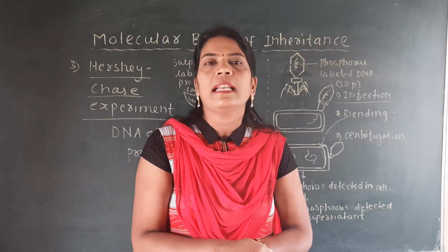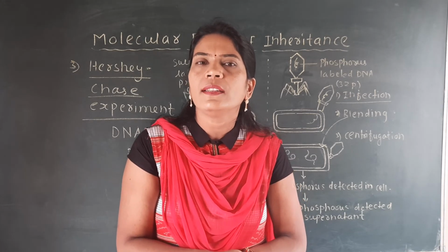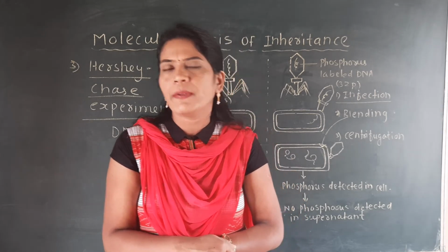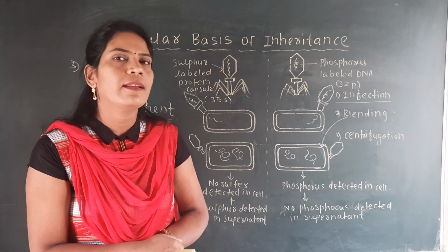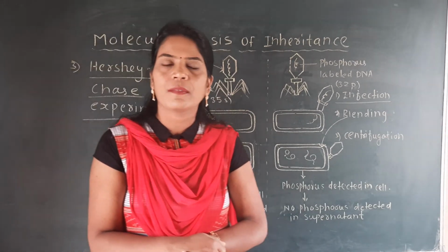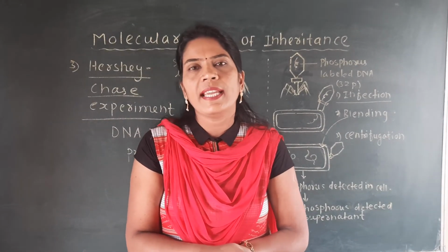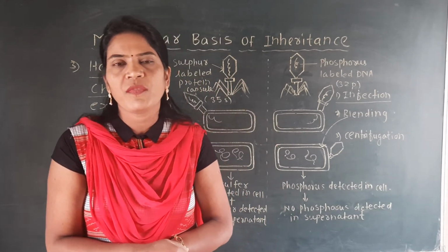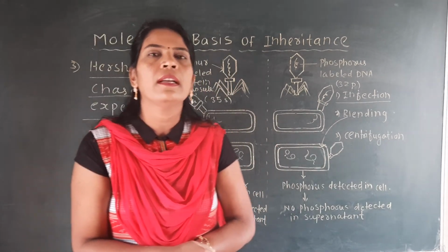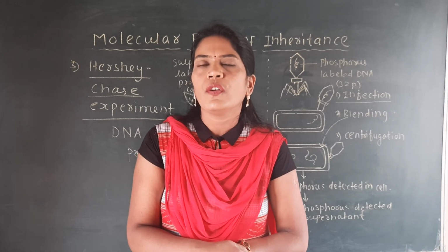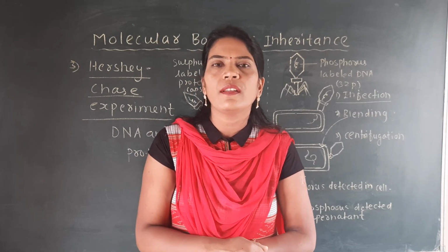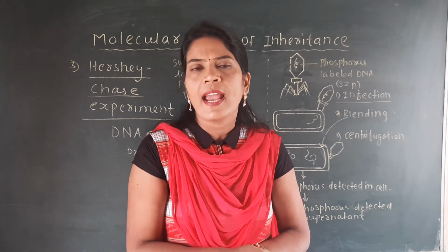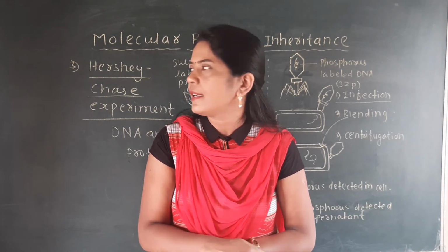So in today's lecture we have completed all three experiments: the Griffith experiment, the Avery, MacLeod and McCarty experiment, and the Hershey and Chase experiment, under the title DNA as a genetic material. The three experiments are very important. Read them carefully and you will find that there is a little difference between the three experiments, which prove DNA as a genetic material.